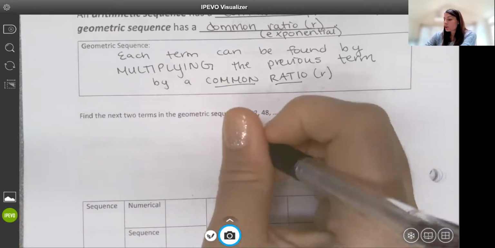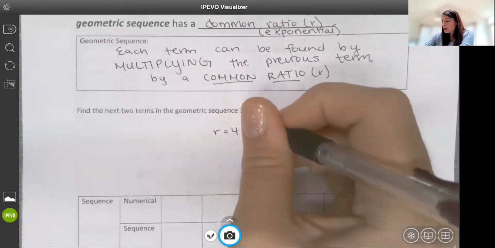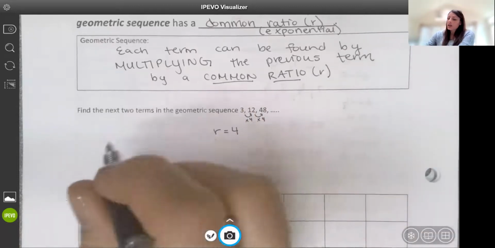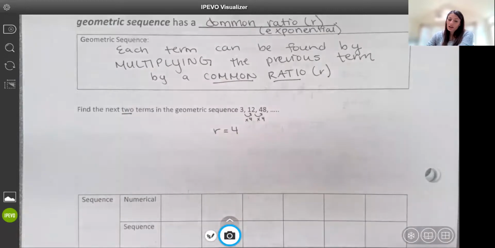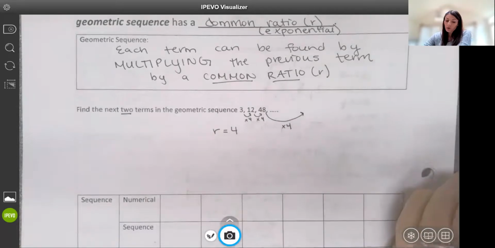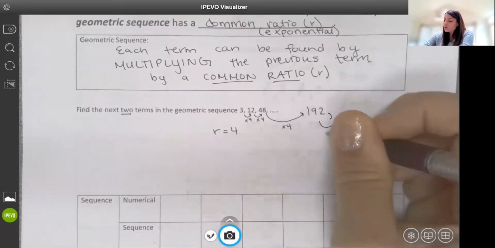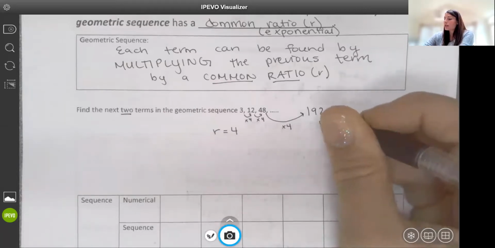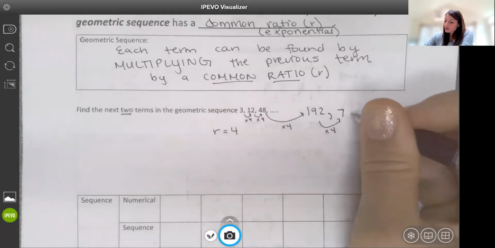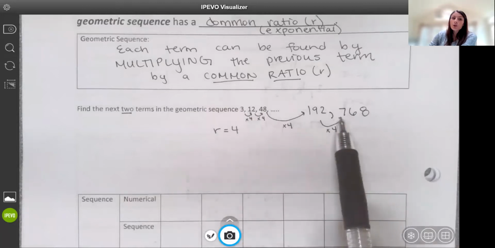So I can see it's geometric, and I can see that the ratio is 4, that each time I'm multiplying by 4 to get the next term. So it asks me to find the next 2 terms in that sequence. So that means I'm going to take 48 and multiply that by 4, which is 192. And then I need to multiply by 4 again to get the next term, which gives me 768.